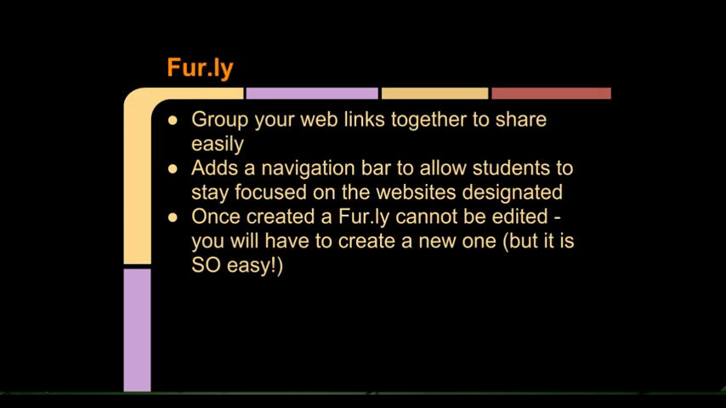The second tool that we're going to look at is called Furly, and basically what Furly does is group your web links together to share easily. So let's say that you have 10 websites that you want your students to use for research. You don't want them just out there on the World Wide Web in general. You have 10 specific websites that they need to use to find their content. Well, what you do is you put all 10 of your links into Furly, and it's going to create a navigation bar that allows the students to jump back and forth between the sites that you want them to use. There is one downfall of Furly, and it's that once one is created, it cannot be edited. You will have to create a new one. However, it is so simple, you could really create a brand new one in a matter of minutes.